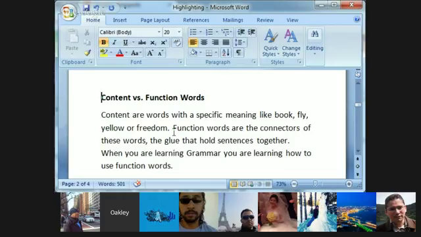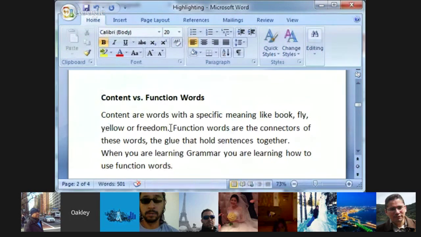Content and function words. All words in English can basically be put into these categories. Content words have a specific meaning. They mean something. A book, a fly, maybe abstract words, yellow, freedom, what have you. While function words are the connectors, the glue that sticks the sentences together. When you learn grammar, you're learning how to use function words. Function words, grammar words, construction words.